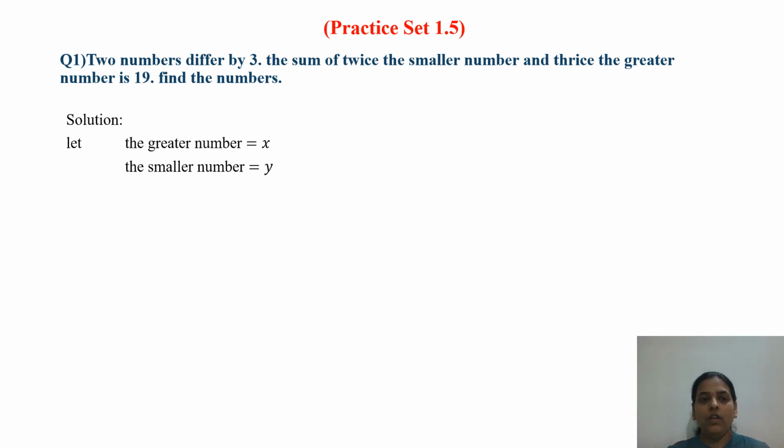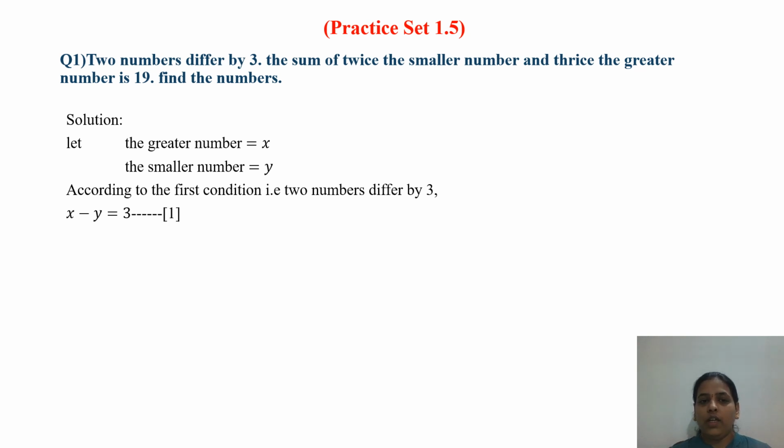According to the first condition, two numbers differ by 3. This means the difference between the given two numbers, the smaller number and the greater number, is 3. So how do we design the equation for this? x minus y is equal to 3. When I subtract the smaller number from the greater number, the result is 3, and this is given in your question.